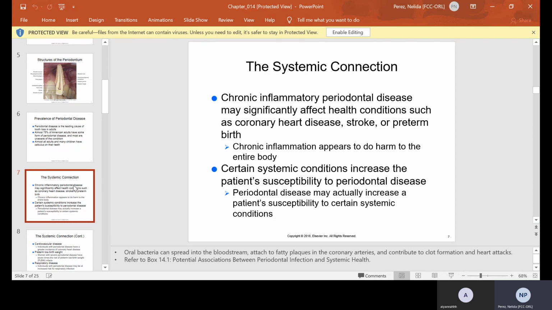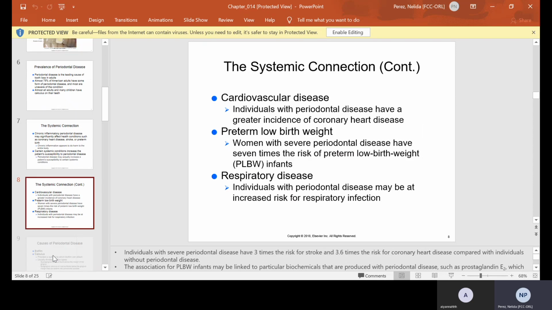A lot of people don't know this. But our mouth is connected to our whole body. We also had a lecture on that. We can't detach our mouth from our neck, from our torso. So whatever is going on in our mouth affects other parts of the body. And right here, it tells you that it can affect the heart, causing heart attack.